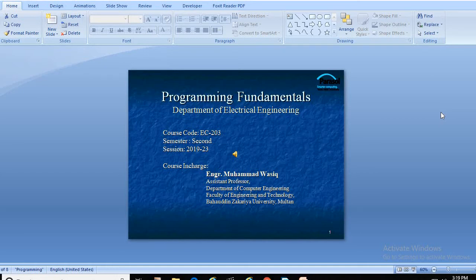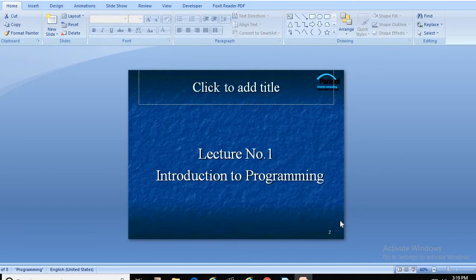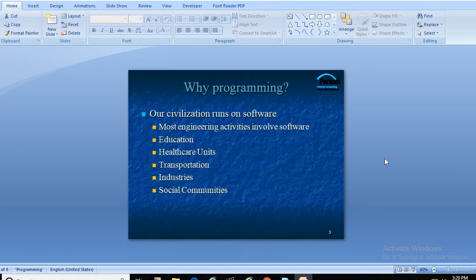So lecture number 1 is to introduce you with programming. By default, it is computer programming that we will be discussing, what programming is in fact and why we are using programming. Why do we need to understand the fundamentals of programming languages? The fundamental question is, why programming?